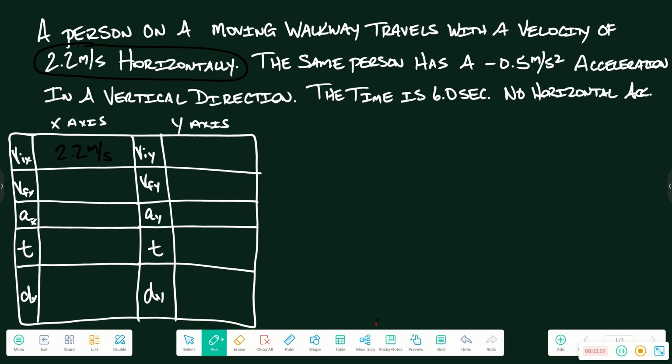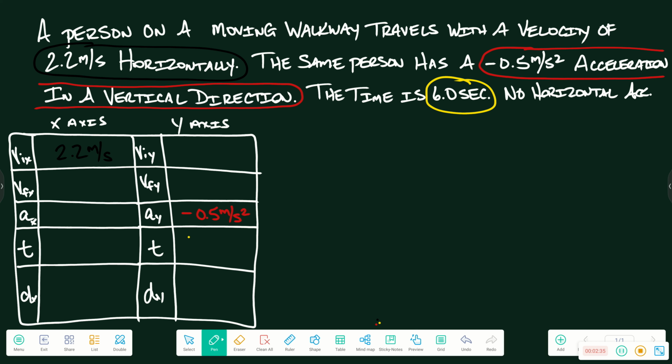The same person has a negative 0.5 meters per second squared acceleration in a vertical direction. So now you're going to the y-axis. So negative 0.5 meters per second squared. The time is 6 seconds. Well, that's pretty self-explanatory. So whatever happens in the y-axis time-wise has to happen in the x-axis as well. So that goes under both.